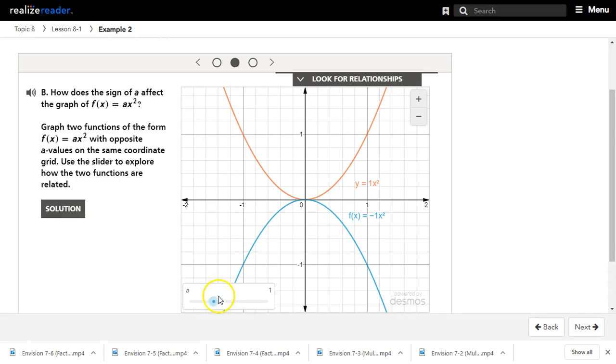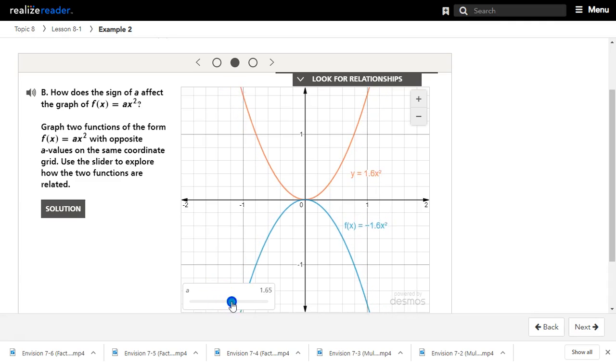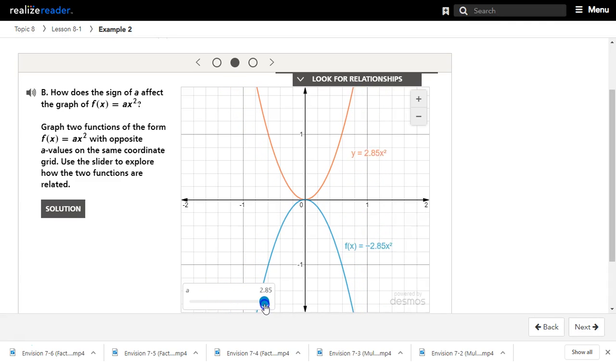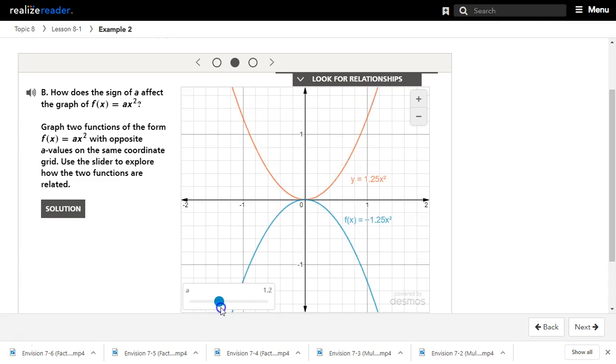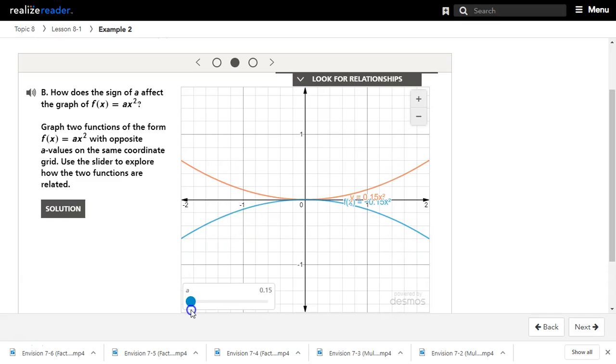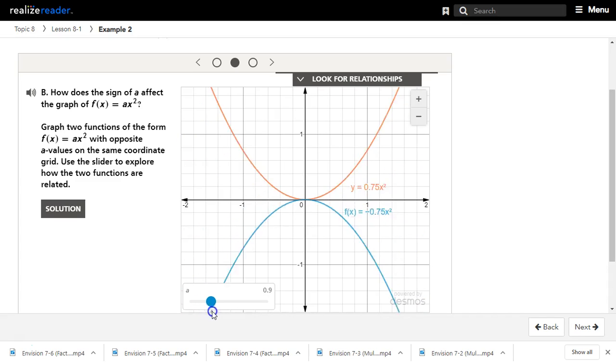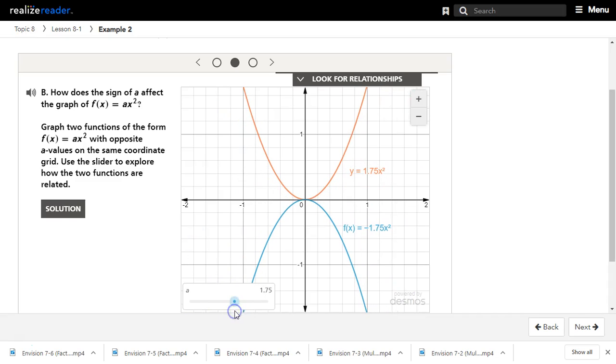Same rules apply, though. If A is bigger than 1, it's getting what? It's stretching. Less than 1, it gets wider. It is a shrink. So understand, does the negative have anything to do with stretching and shrinking? No. The negative is what's reflecting it. The number in front of the x squared is what shrinks or stretches. Everybody good? Wonderful.